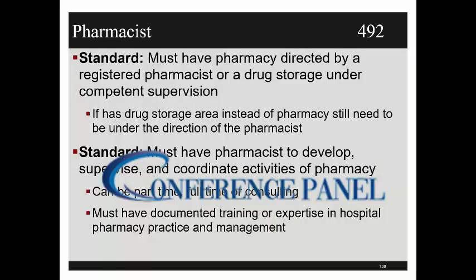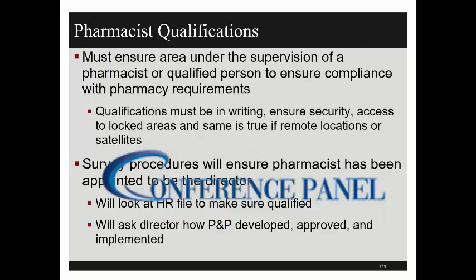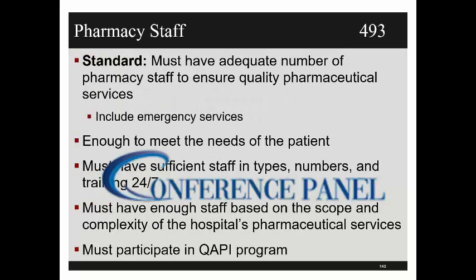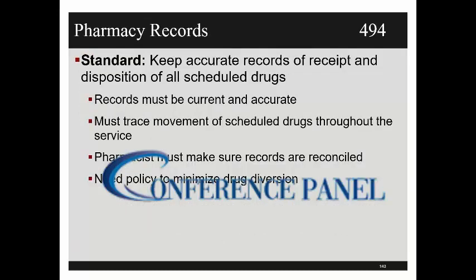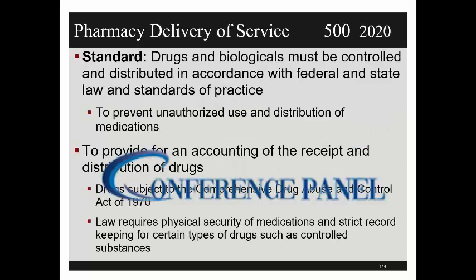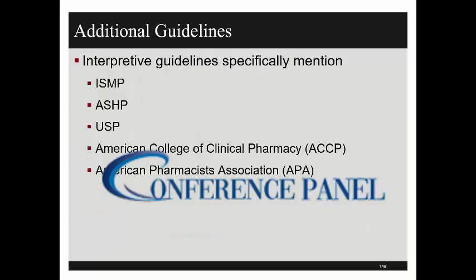Back to the conditions. 492, you must have a pharmacy director, registered pharmacist, or a drug storage under competent supervision. The requirements of your pharmacy, the qualifications of your pharmacist, over to the pharmacy staff. As with anything, you have to keep accurate records within your pharmacy. Now, this isn't outside of the medical record. Delivery of services was a little bit different, updated in 2020. The interpretive guidelines also specifically mention other resources, ISMP, ASHP, USP, American College of Pharmacy, and American Pharmacists Association.